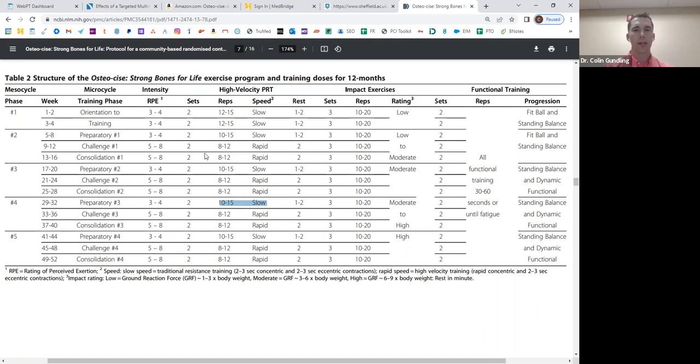So this program, I think, is well put together. There are by no means specifics, so this isn't something that you can just take to the gym and do. This program has to be put together for you by a physical therapist or a highly skilled personal trainer to really put things together.